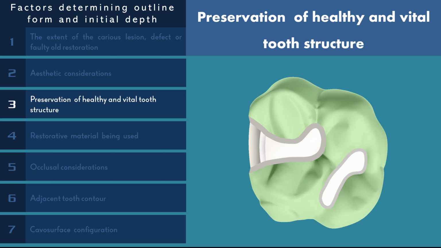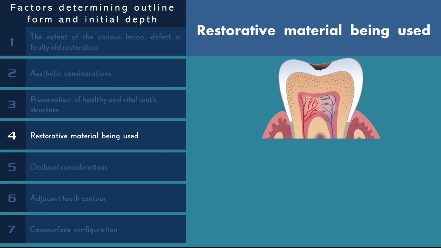The next factor is the preservation of healthy and vital tooth structure. There is no restorative material which mimics or is better than the natural tooth structure. So at whatever cost, we should always preserve the healthy and vital tooth structure. The tooth structure should never be removed unnecessarily. The outline form and initial depth is also governed by the type of the restorative material used.